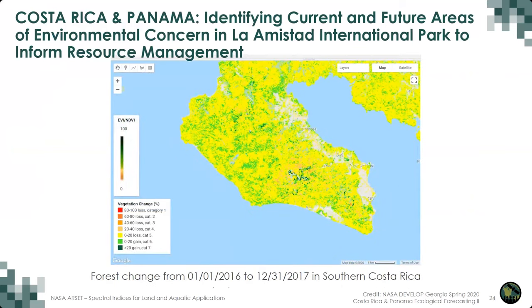This is another example of a map from the tool, and it displays the forest change for the same period of time as the previous figure, but this time we zoom in on a peninsula in southern Costa Rica in the Osa Peninsula region. Here we see more variation of loss displayed in the different hues of orange, ranging from 0 to 80% loss.